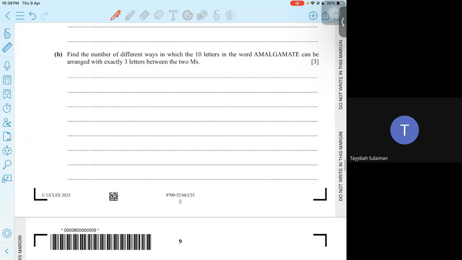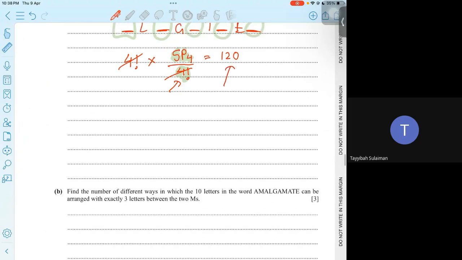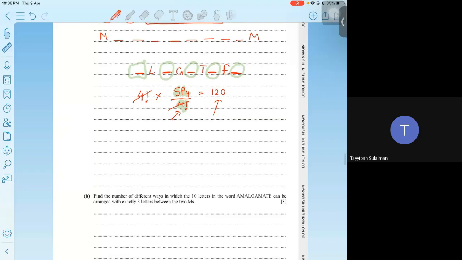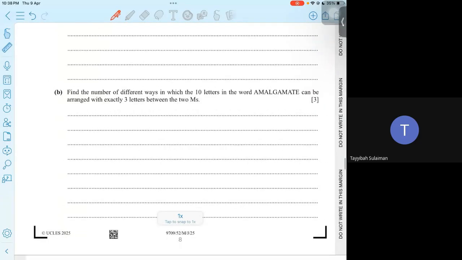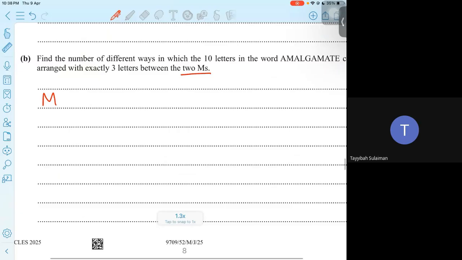Okay. So next question says, find the number of different ways in which the 10 letters in the word amalgamate can be arranged with exactly 3 letters between the two M's. Another very common question. So this question requires you to first arrange the letters they're asking you. So there have to be 2 M's, and in between them, there has to be exactly 3 letters.